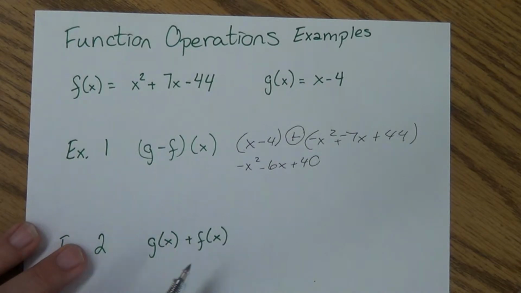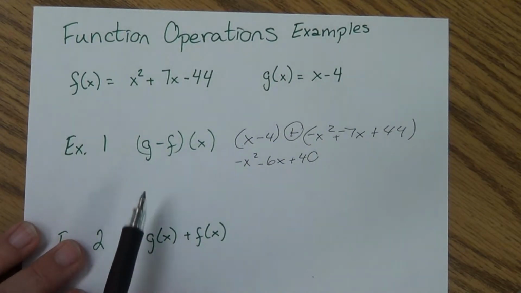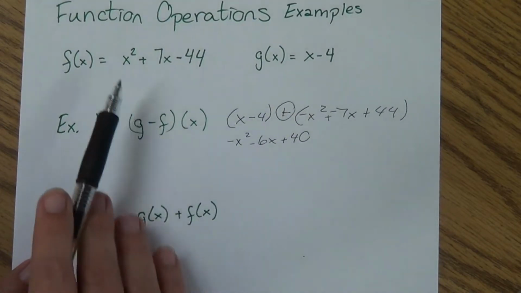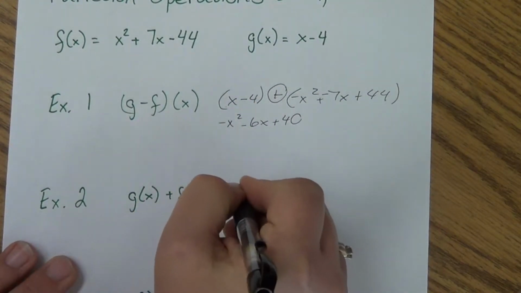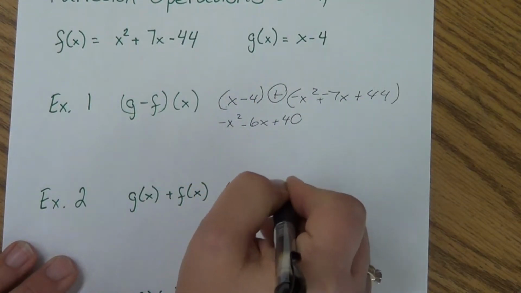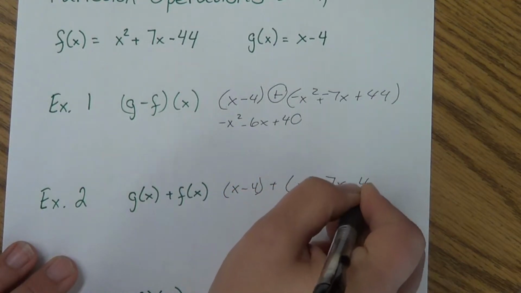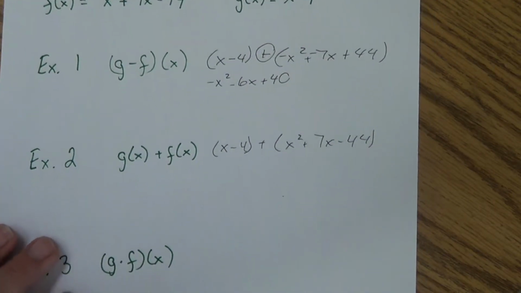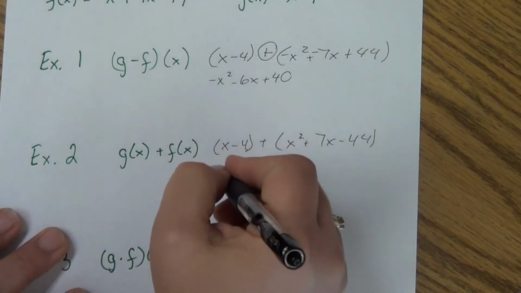For addition, so I have g of x plus f of x. Notice this notation and this notation are a little bit different, but remember, same idea. But this is addition. So I'm going to add g of x and f of x together. So I have x minus 4 plus x squared plus 7x minus 44. And addition is even easier than subtraction. We're just combining like terms, but we don't even have to worry about the minus sign. So I just combine like terms.